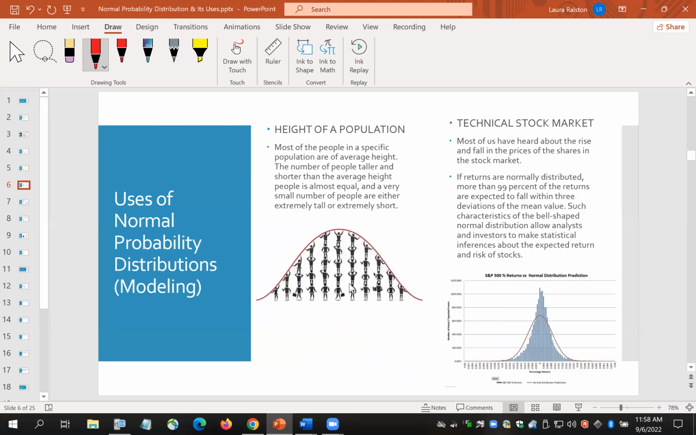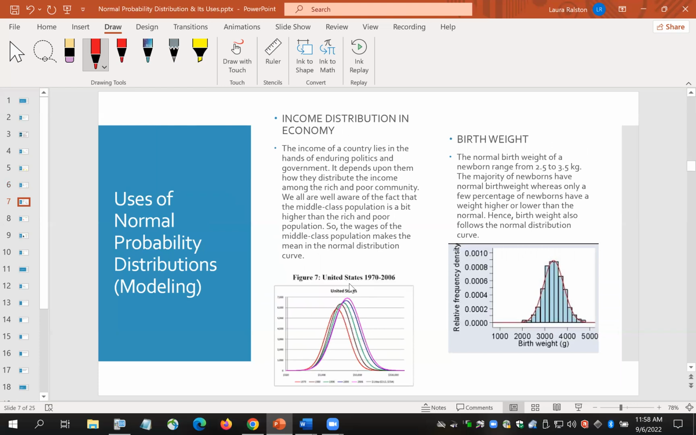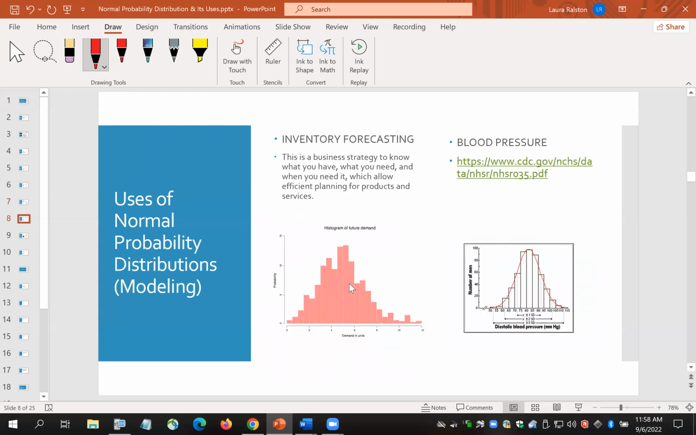Here are just some examples of using normal probability distributions where you can use it to model things. I'm not going to read a lot of this, but you can do it for looking at the height of a population, which might be done by, say, the CDC or the National Health Organization. Within the stock market, your predictions for returns follow a normal distribution. Income distribution, if you're thinking about the economy. Birth weights of babies follow a normal distribution.